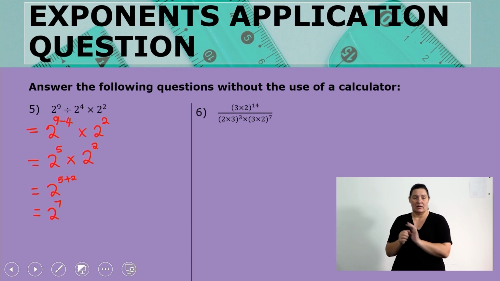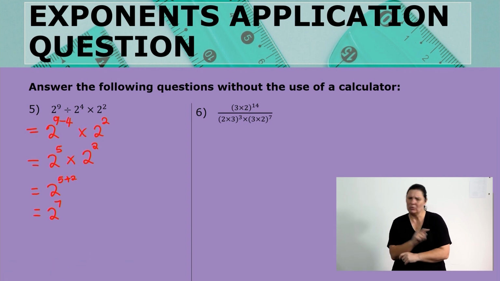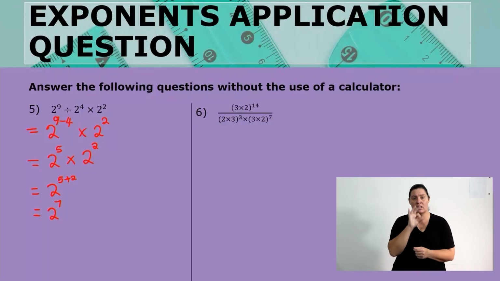Our next example, I know it looks complicated, but it really isn't. Let's look at the products. We have 3 multiplied by 2 raised to the exponent 14, divided by 2 multiplied by 3 raised to exponent 3, multiplied by 3 multiplied by 2 raised to the exponent 7. So remember that multiplication is commutative.